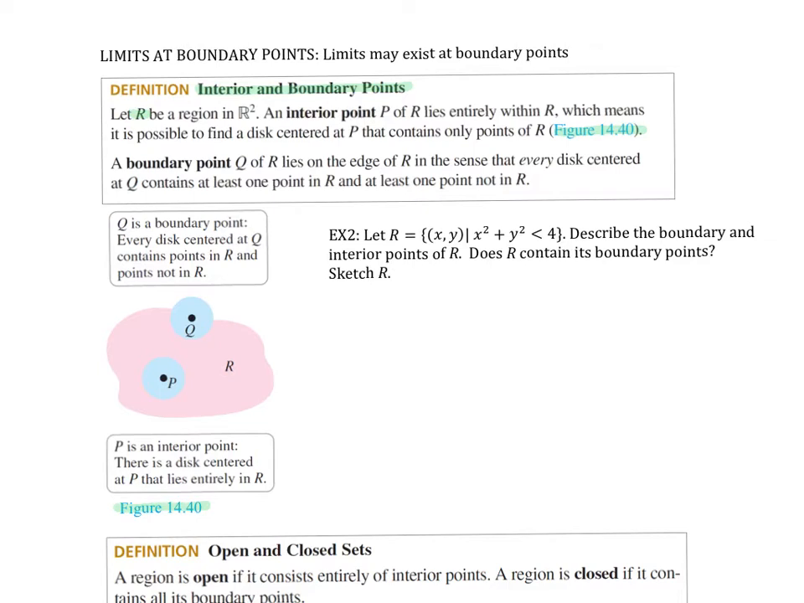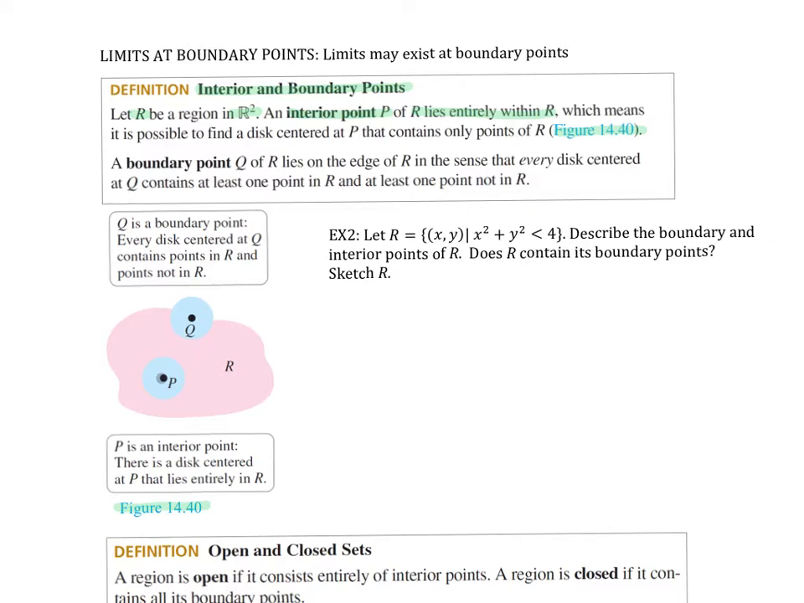Here, this pink region is our region R. It's in two-dimensional space. An interior point P lies entirely within R. So if you look at this point P here, this point P is entirely within the region R, so it's an interior point.